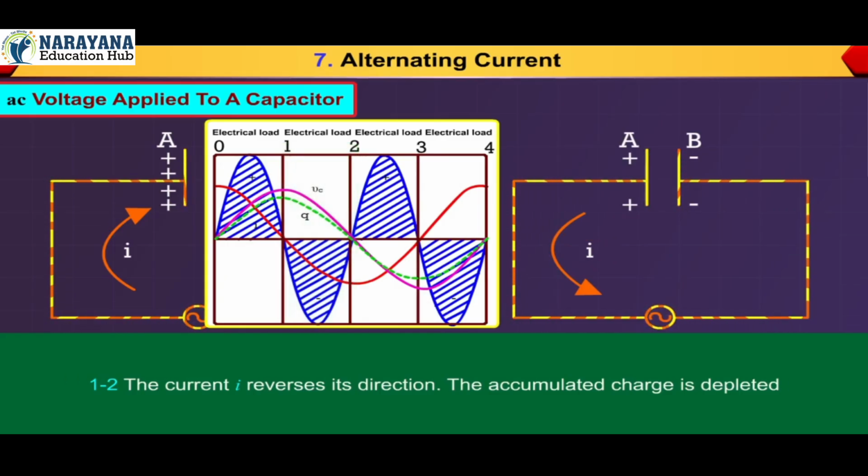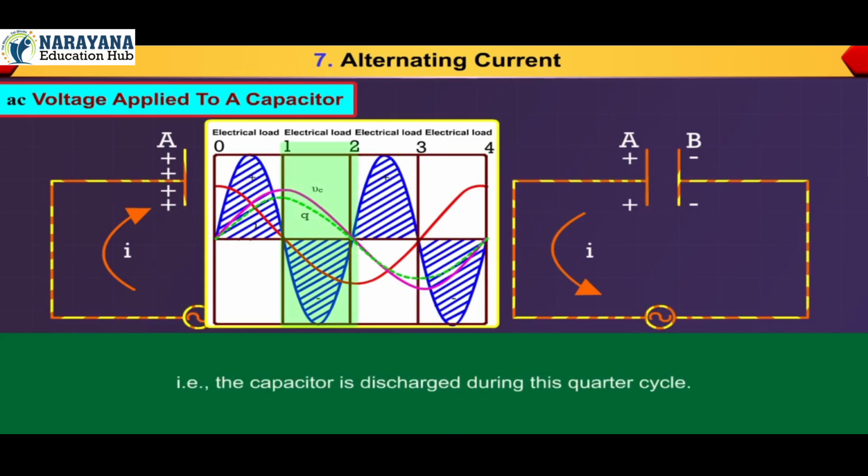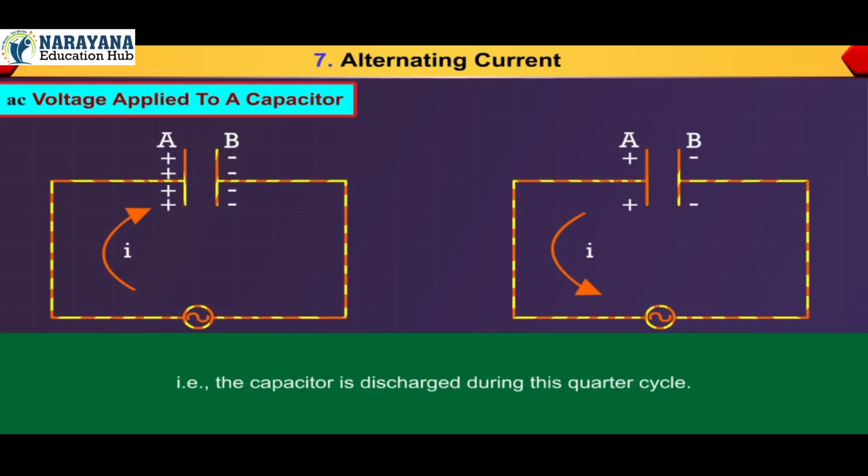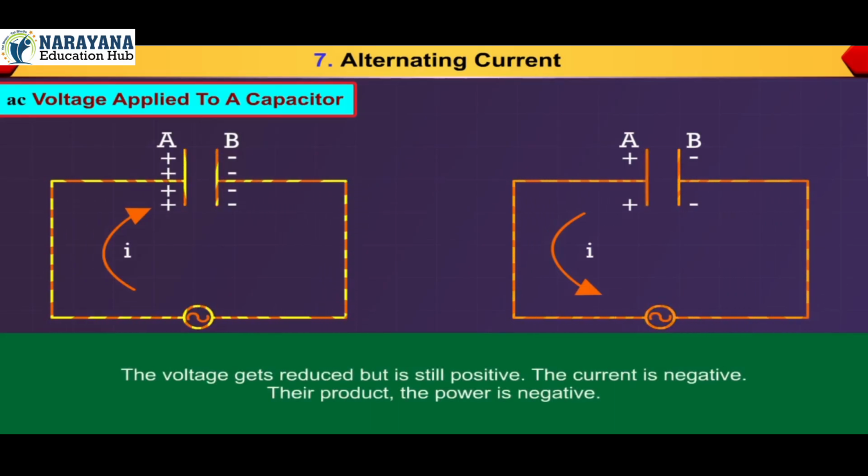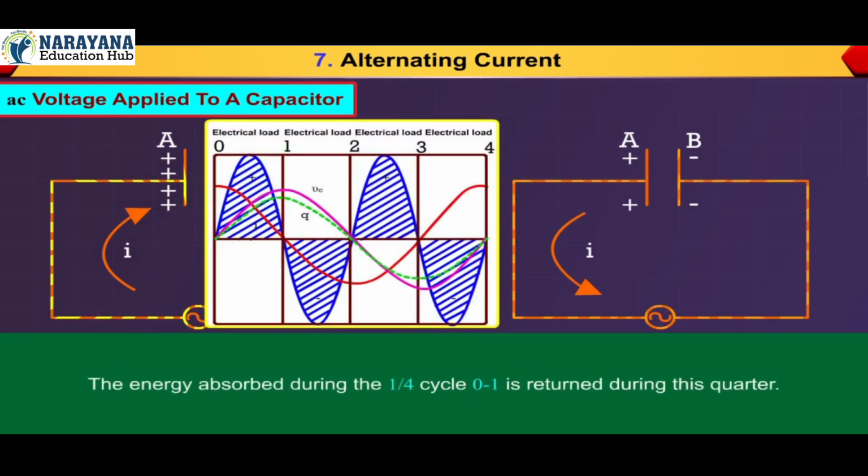The accumulated charge is depleted, that is, the capacitor is discharged during this quarter cycle. The voltage gets reduced but is still positive. The current is negative. Their product, the power, is negative. The energy absorbed during the 1 quarter cycle 0 to 1 is returned during this quarter.